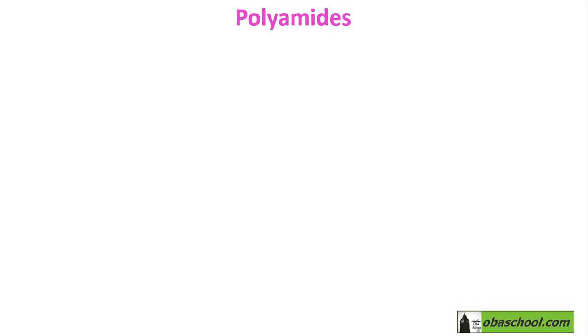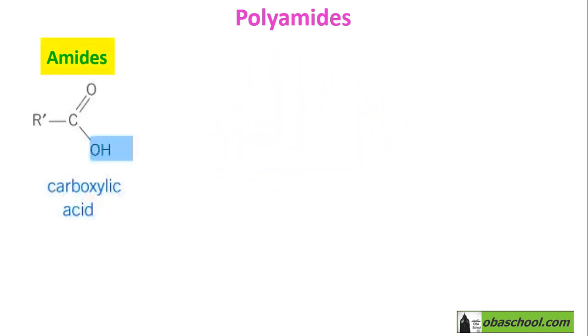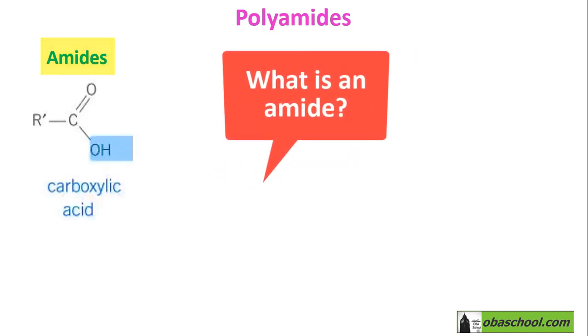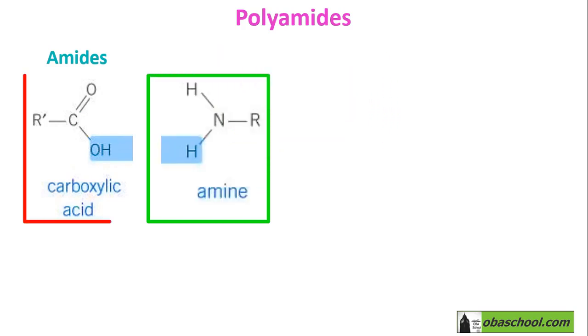In today's video, we will be discussing polyamides. Polyamides are a type of condensation polymers and they come from the word amides. Let's remember what an amide is. An amide is formed when a carboxylic acid is reacted with an amine.